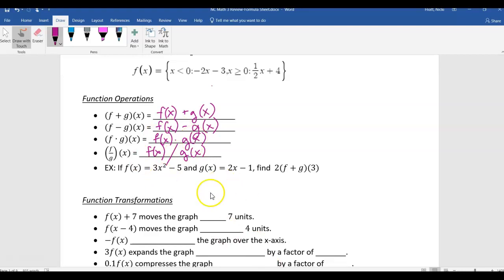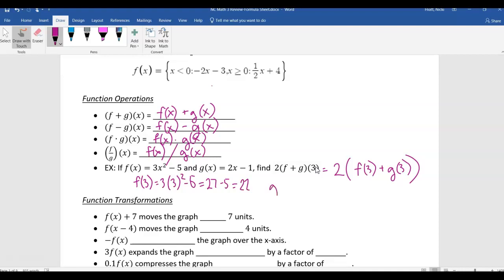You may see a problem like this where you're asked to find 2f plus g of 3. First of all, you may want to think of it this way: 2 times f of 3 plus g of 3. So both of those you're finding, you're plugging in 3 into both of these. So this is not that bad to do by hand. You would just do f of 3, which would be 3 times 3 squared minus 5. 3 squared is 9. 9 times 3 is 27. I'm going to subtract that 5, so we'll get 22 there.